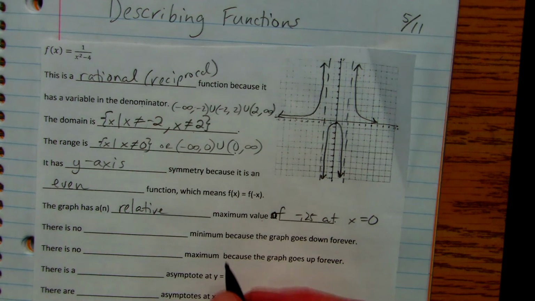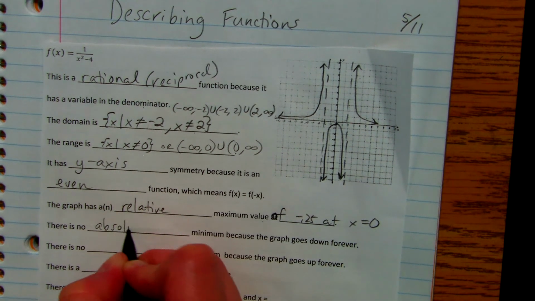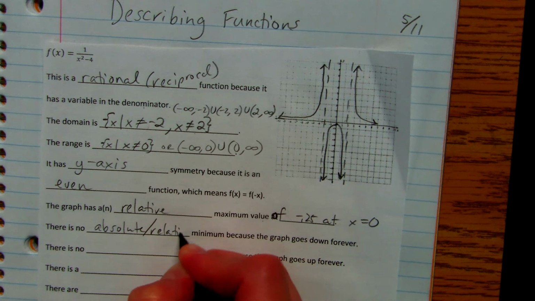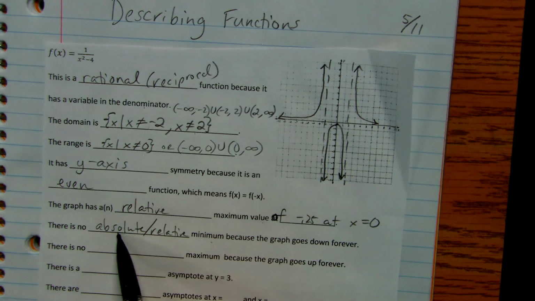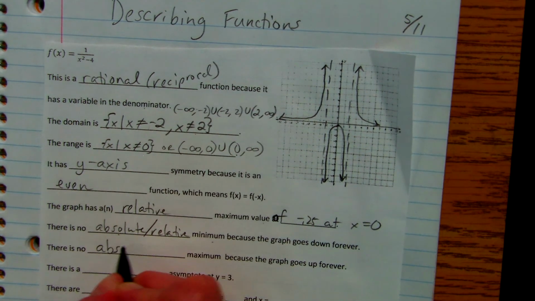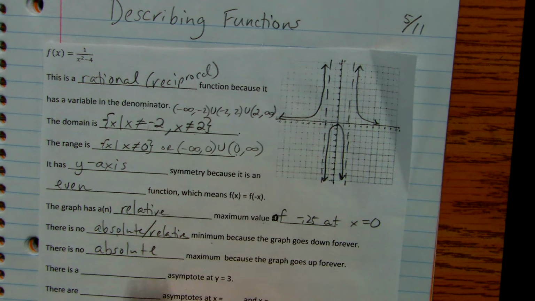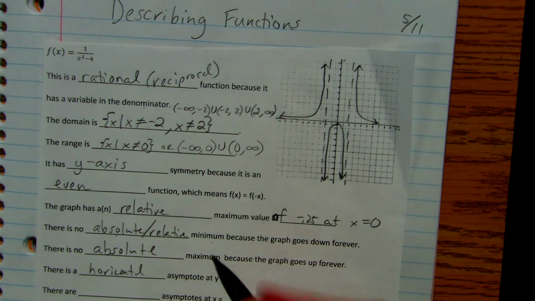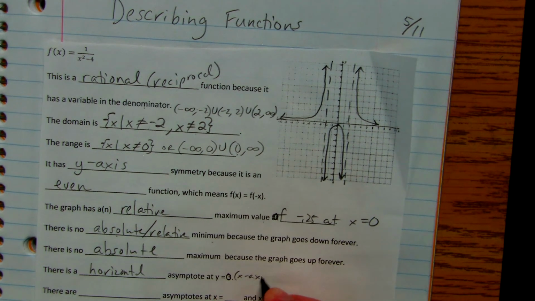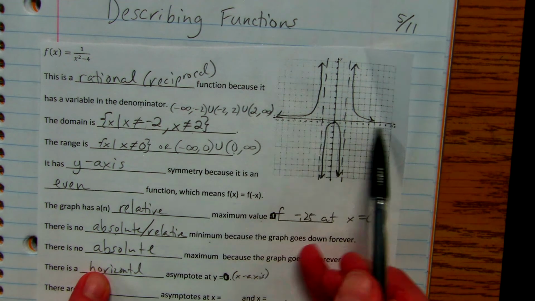There is no absolute or relative minimum because the graph goes on forever and I don't have any valleys to look at, so there's no absolute or relative minimum. There is no absolute maximum because the graph goes up forever. There is a horizontal asymptote. This is supposed to be at y equals 0, which would be the x-axis. It's a typo. Sorry, I evidently am just rife with typos. And I fixed them last year and just never got them fixed on the handout, so we'll just fix it as we go. So this is a horizontal asymptote right there.